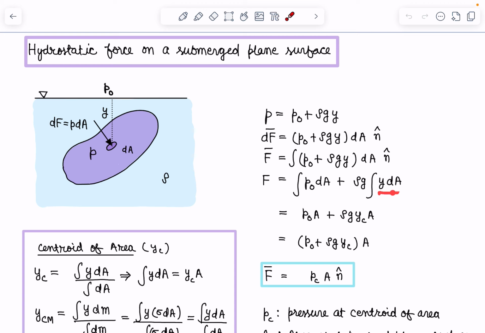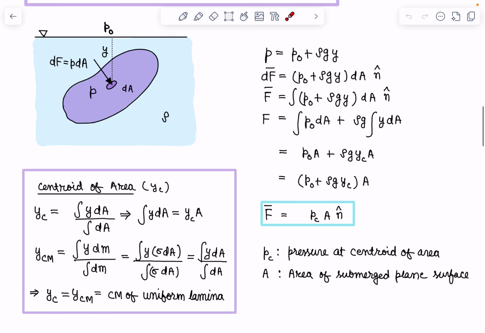Now this integral ∫y dA, if the surface is given to us, we can definitely calculate this term. But we are proposing a method according to which we need not calculate that integration every time we need it, because it resembles something over which we have already worked a lot and have many different formulas already remembered for it. So how is that? Let me introduce the concept of centroid of area.